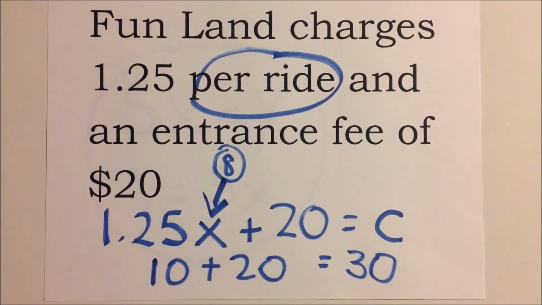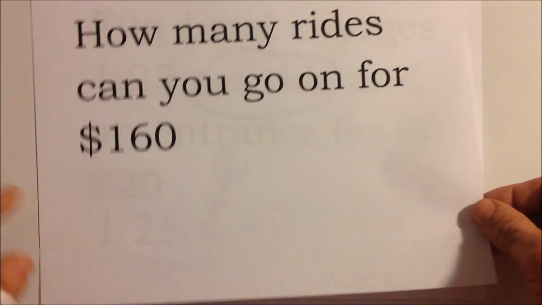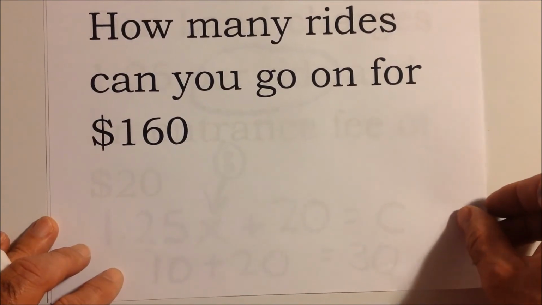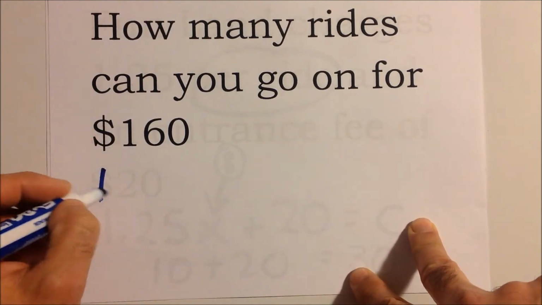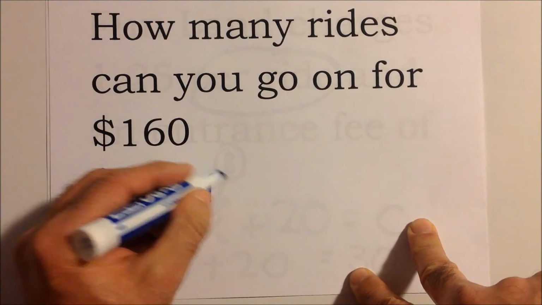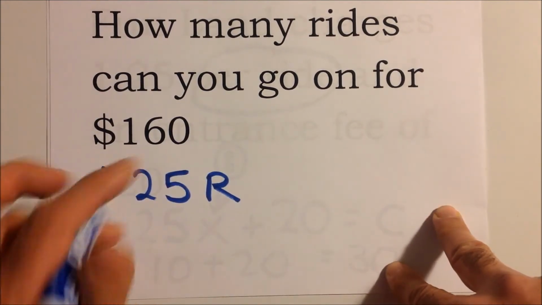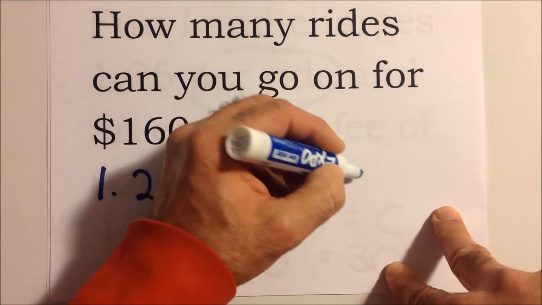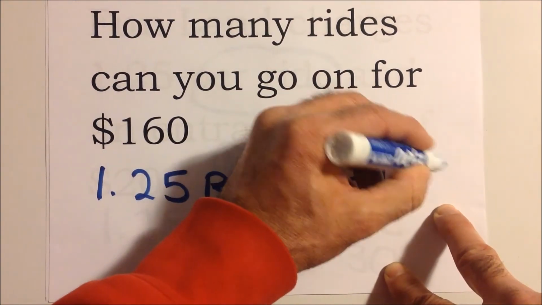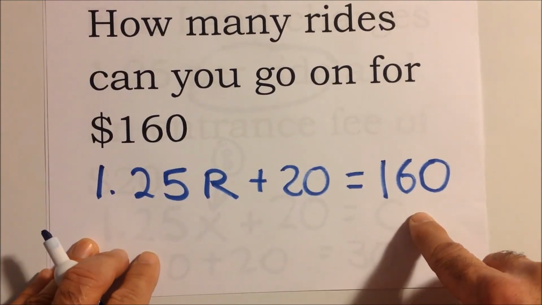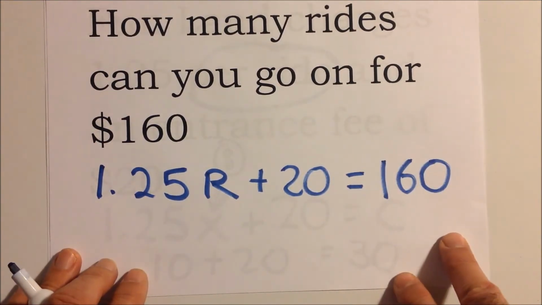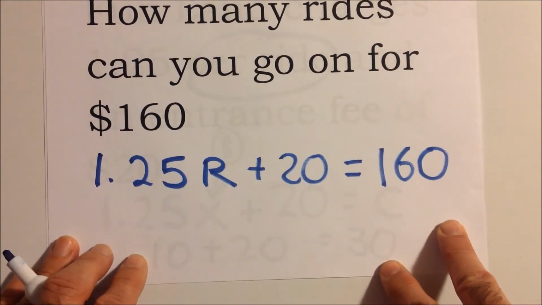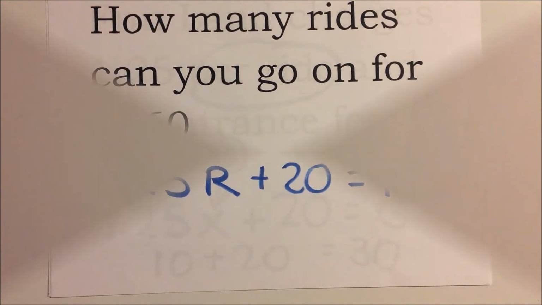Okay? So here's another question for you. How many rides can you go on for $160? Now, what do you have already? You have the cost. Remember, it's $1.25 per ride, R, or you can use X, plus the initial fee of $20, and your final cost has to be $160, not including food. This is just the basic equation here. So this is just an equation. How would you solve this? Again, it's a two-step equation. See if you can solve this.